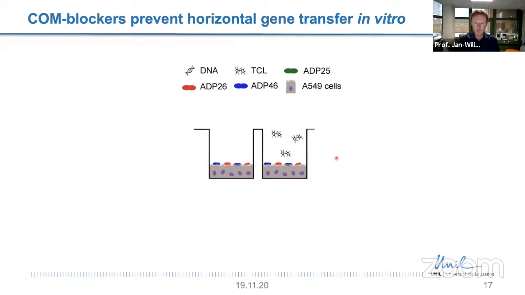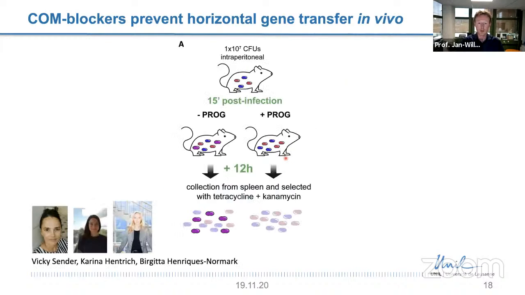So here's one such in vitro experiment where we grow pneumococci on top of human epithelial cells, sort of mimicking what's happening in your nose. We inoculate with these 2 different pneumococcal strains, and in the absence of COM blockers, you have very high horizontal gene transfer efficiency, so 1 in 10,000, so to say. And in the presence of very low concentrations of competence blocker, we absolutely have no horizontal gene transfer anymore.